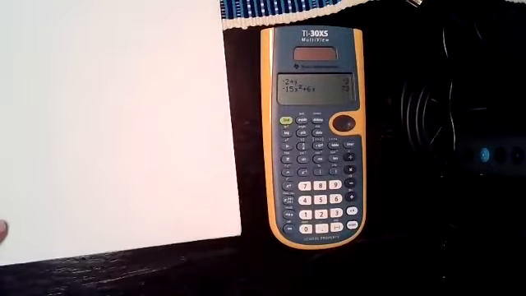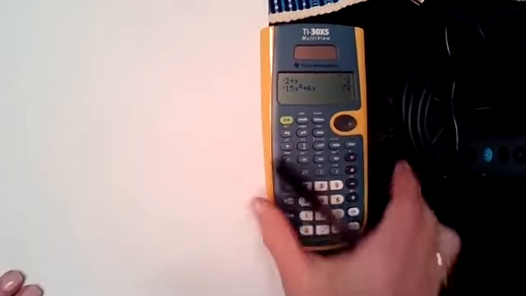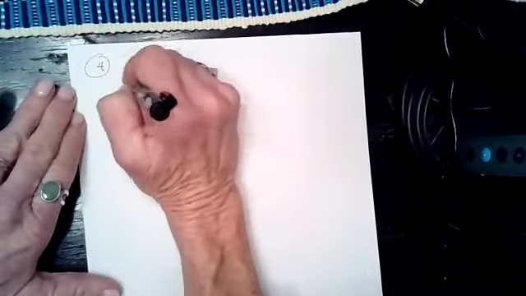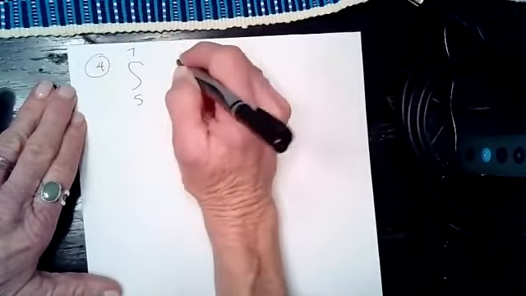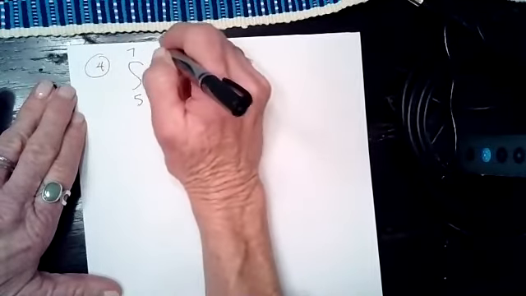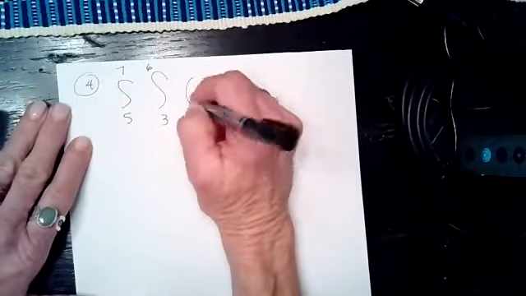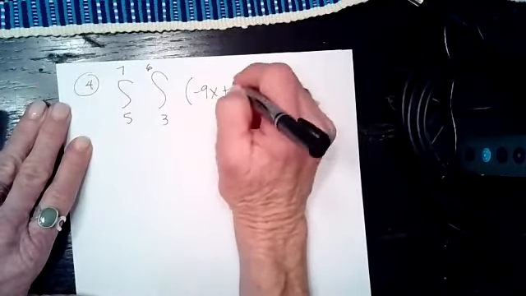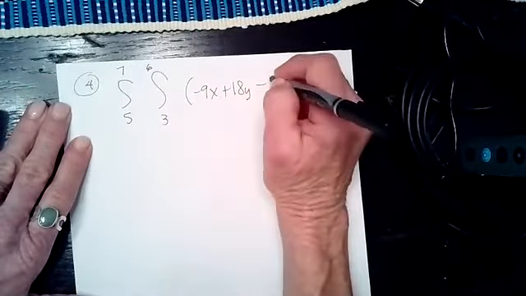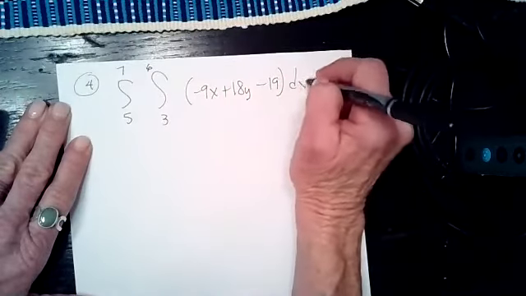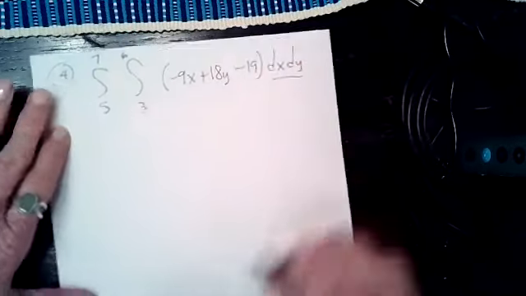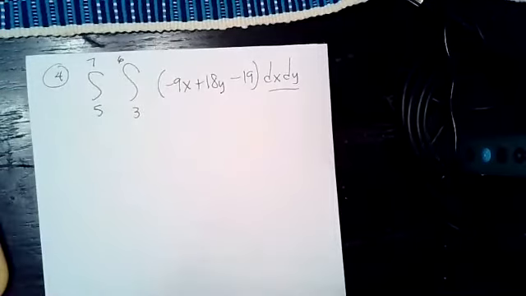I'm going to skip number 3 that's in your practice problems because I want to save it to the end. I'm going to do number 4 and number 5. And there's really just one of these, but they're longer and they're tedious, so I thought I would just work through a couple. So from 5 to 7 and 3 to 6, well, there are 2 of them in your homework. So -9x plus 18y minus 19 dx dy. And again, dx dy is just random.